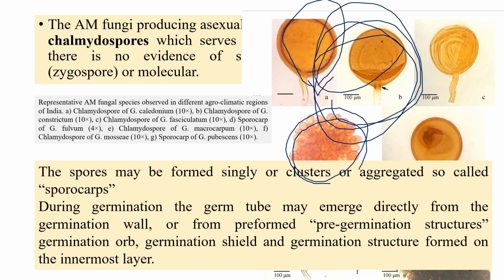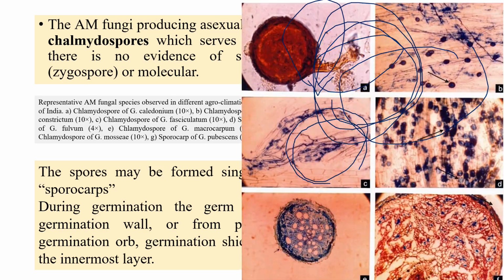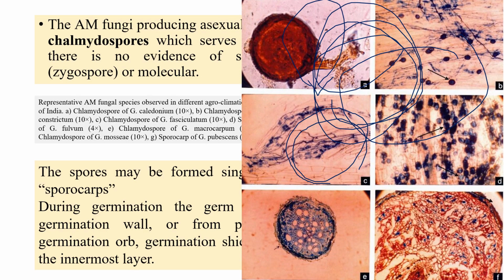Okay, so like Glomus cladonium, fascinatum, macrosporus or Glomus mosseae, these are all different kinds of fungi that produce this kind of structures. Yeah, this is another microscopic picture representing chlamydospores, like some thick-walled spores. These all serve as asexual spores.